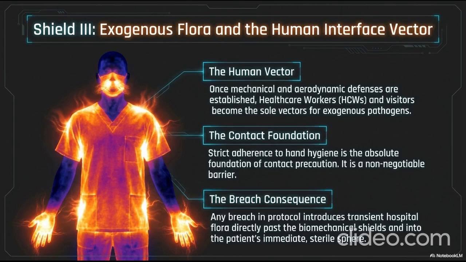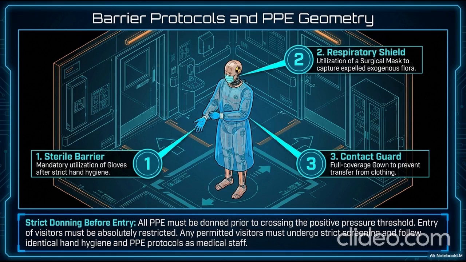Slide 13. Barrier protocols and PPE geometry. Entry must be absolutely restricted. All staff and permitted visitors must don mandatory PPE, gloves, surgical masks, and full coverage gowns before crossing the positive pressure threshold. Visitors must undergo strict screening and follow identical hand hygiene protocols.